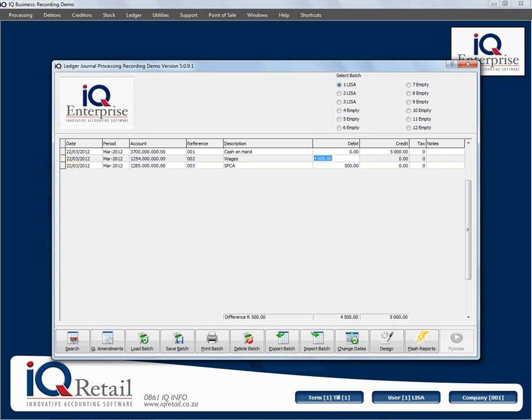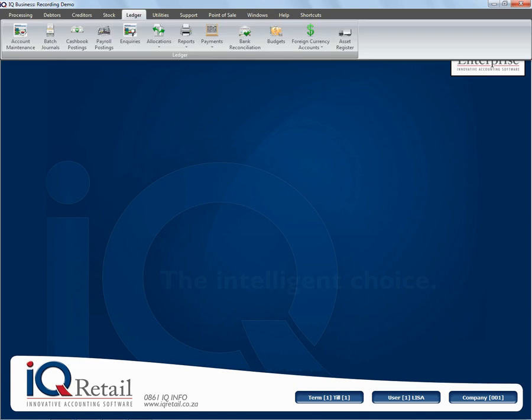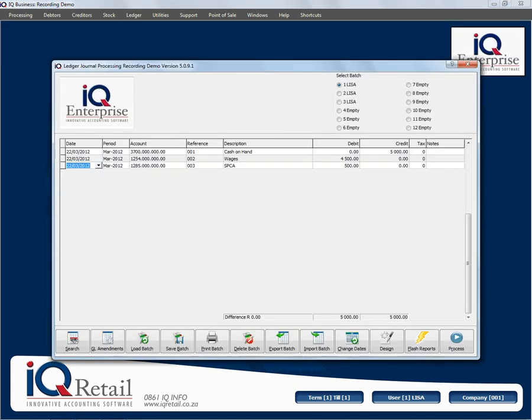so I'll go through that with you, keeping in mind that this is a batch option, which means if I close my screen now and at a later stage go back to batch journals, my information will be here. The information will only be cleared here if you click on process. Once you click on process, the information will be sent to the correct ledger accounts. And that concludes the introduction on ledger batch journals.